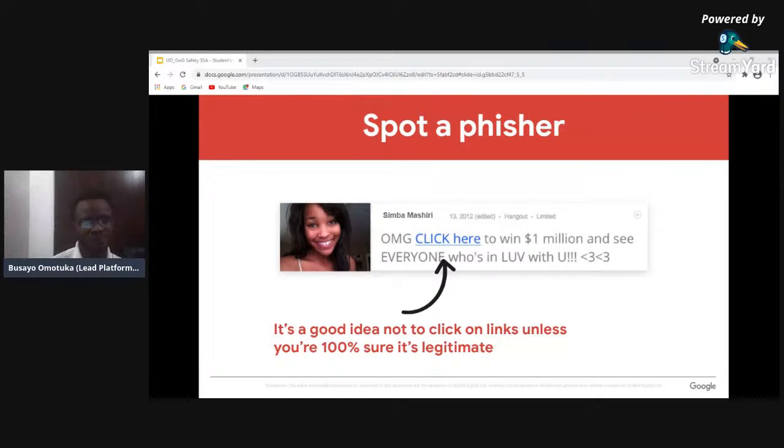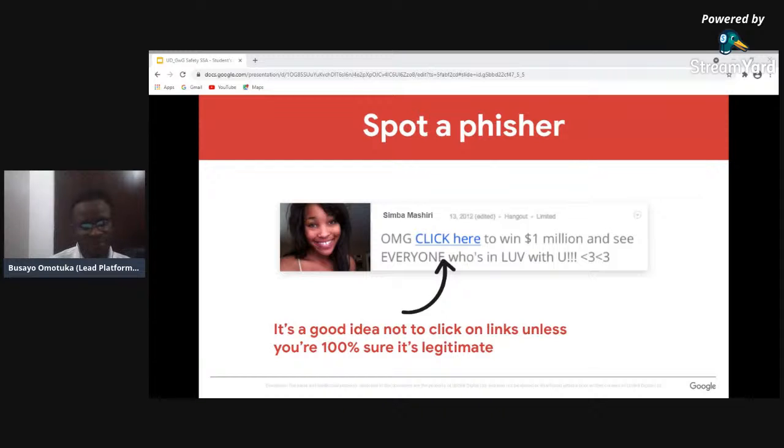The first example we have here looks like a message you're sent by someone, and the body of the message is, oh my God, click here to win 1 million and see everyone who is in love with you. This type of message is very common. In this kind of scenario, it's a good idea not to click on the link.